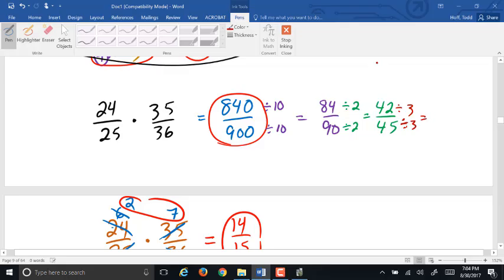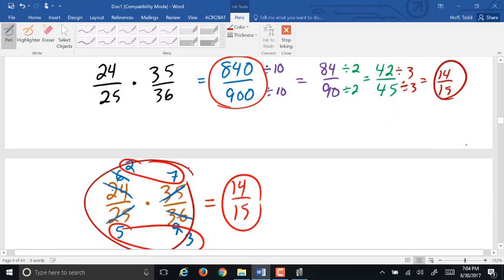A little trick, by the way. 42, what's 4 plus 2? 6. Is 6 divisible by 3? Yeah, so 42 is divisible by 3. 45, what's 4 plus 5? 9. Is 9 divisible by 3? Yeah, 45 is divisible by 3. 42 divided by 3 is 14. And 45 divided by 3 is 15. So we would get the same answer. To me, it is easier to divide and reduce here than it is there.